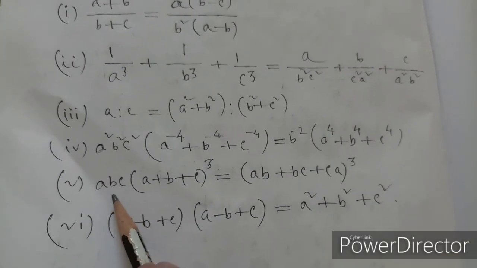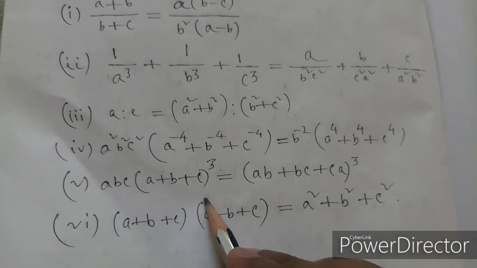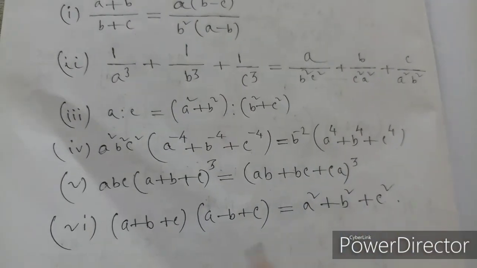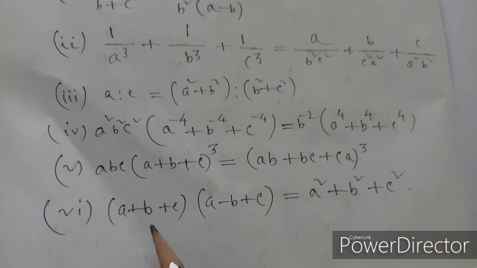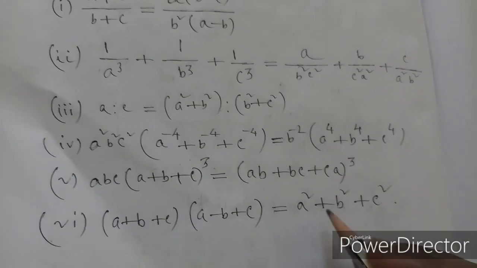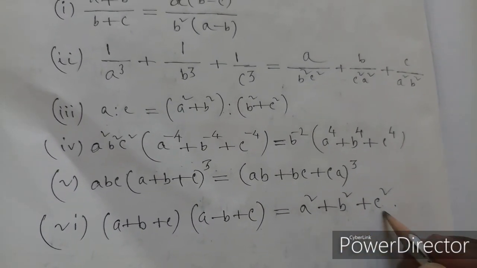And number 5: abc into (a plus b plus c) whole cube equals (ab plus bc plus ca) whole cube. Number 6: (a plus b plus c) into (a minus b plus c) equals a square plus b square plus c square. So it is your homework. Okay, so you should do these 10 problems. It is your homework. Okay, thank you so much.